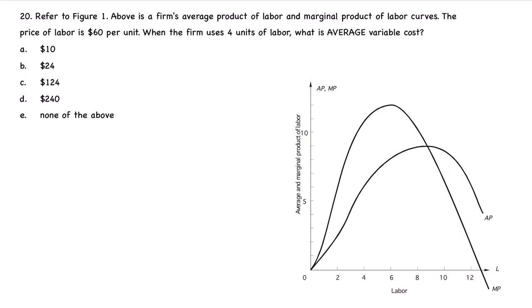Question 20 says, when the firm uses 4 units of labor, what is average variable cost? So... that was not a straight line. Let's try that again. We want 4 units.